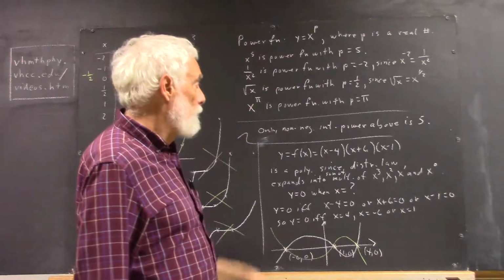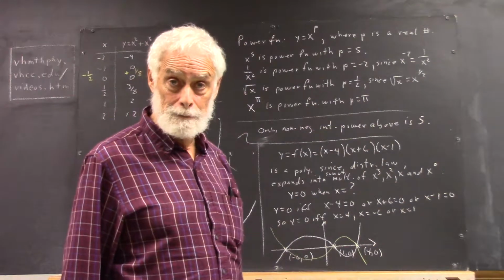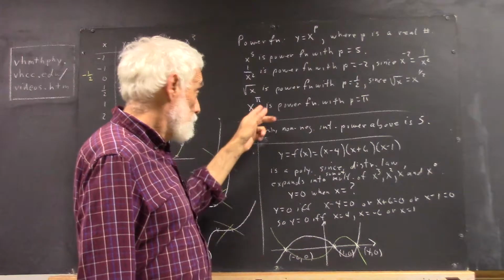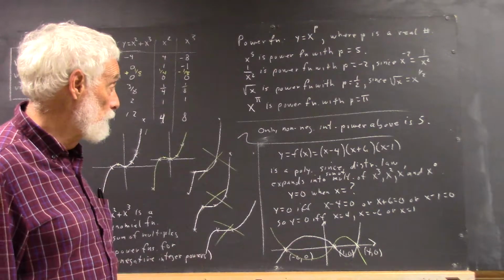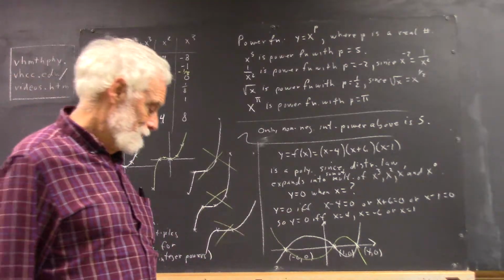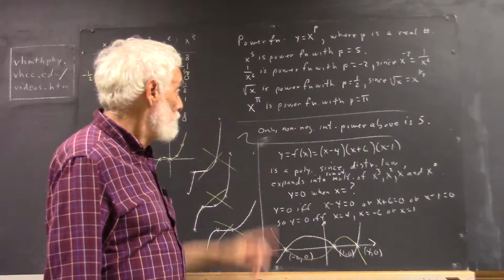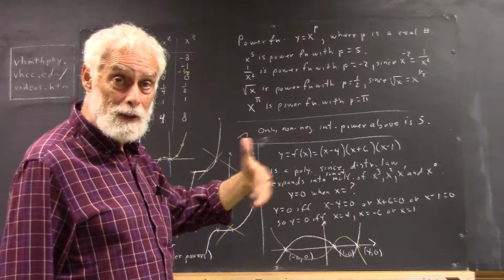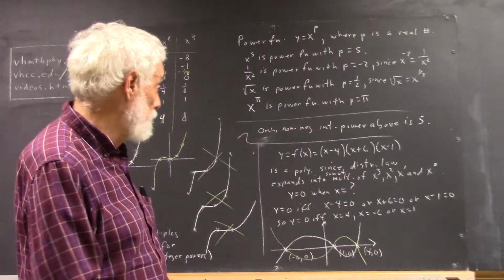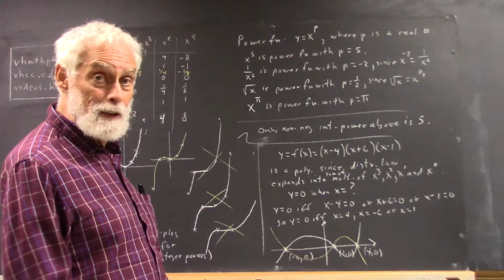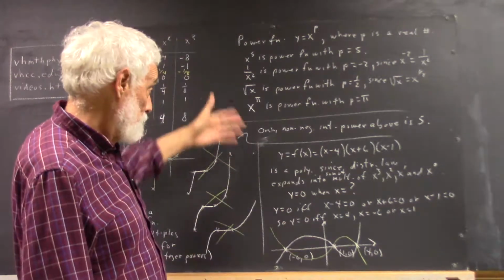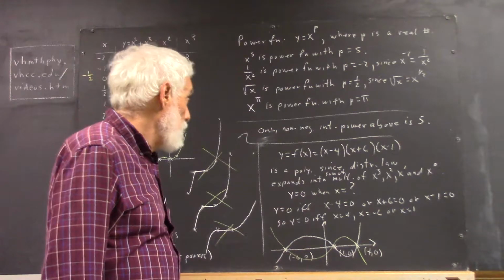X to the pi is a power function with p equal to pi. Now, lots of luck trying to evaluate that one. You can just plug it into your calculator, and it'll work fine. Most of us will never know how to actually evaluate that other than by punching it into the calculator, and for 99.9% of the population, that's all you need to know. So we're not going to worry about that.